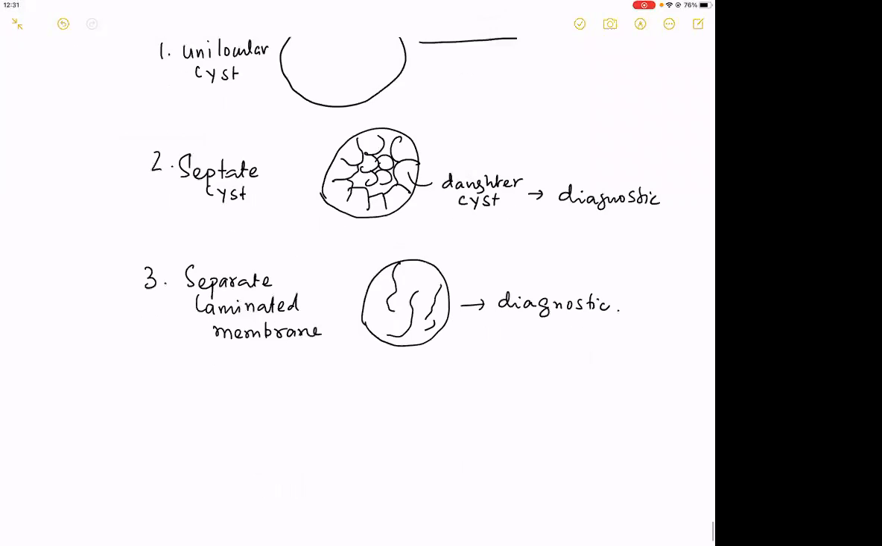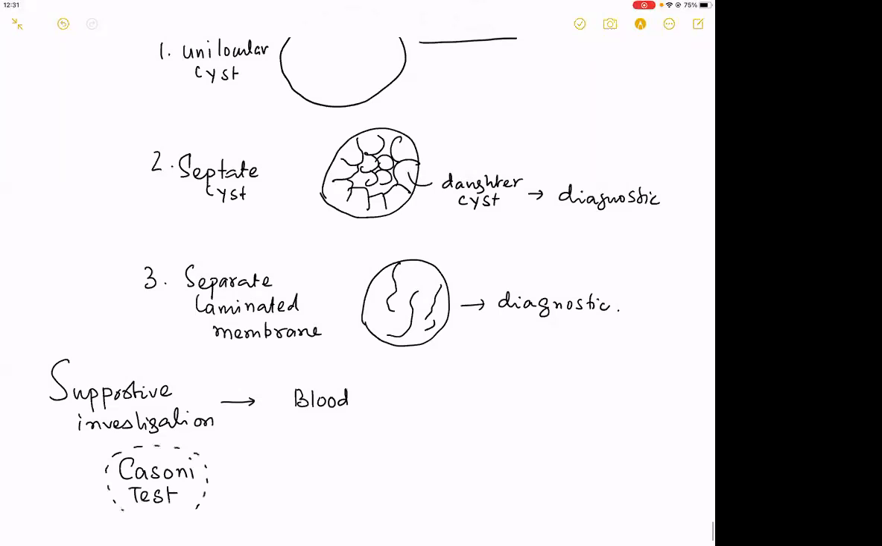Okay. Then, what are the supportive investigations that you have been taught in medicine to diagnose a hydatid? This is an honors getting question. Casoni's test. Casoni's test, remember, is from before the First World War. I think we have crossed 100 years since the First World War. Please, if you are still mentioning Casoni's test, please go back in a time machine. Okay, this is not done anywhere, even in Africa.